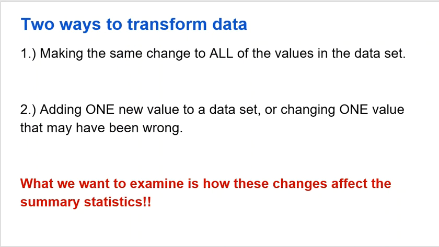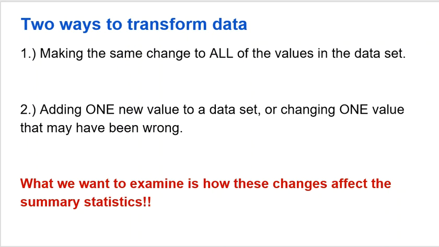Well, there's actually two ways to do that. One way is making the same change to all of the values in the data set. Maybe I add 5 to all the values. Maybe I subtract 6 from all the values. Maybe I multiply all the values by 3. Maybe I divide all the values by 4. Again, you're doing a mathematical operation, subtraction, division. You're doing it to all of the data values.